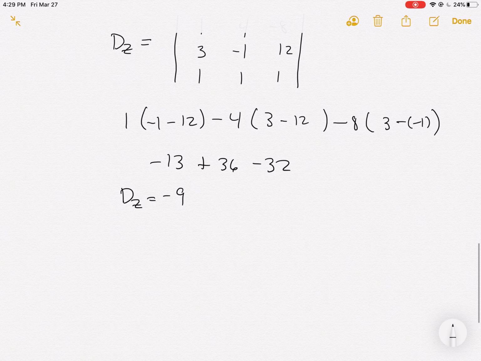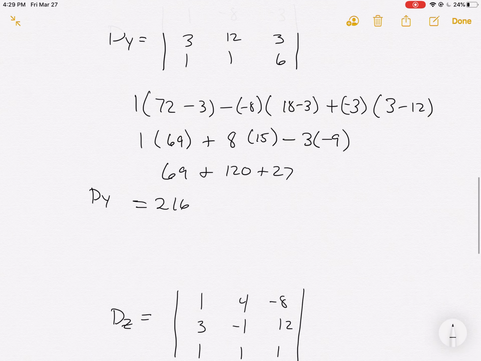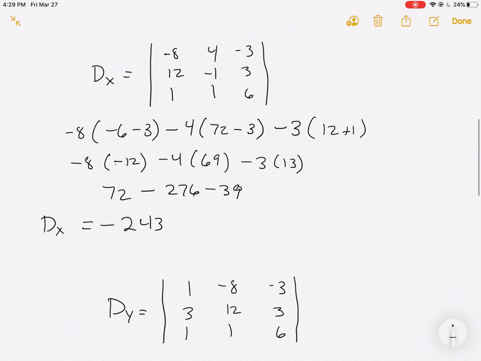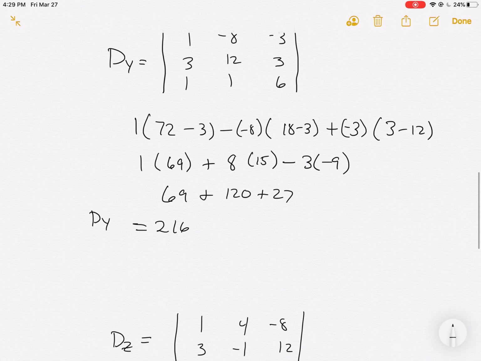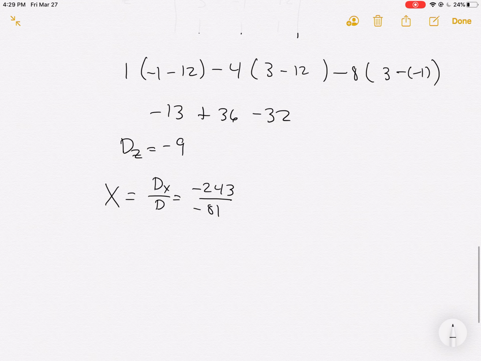So what do we do to finish? Well, we realize x is dx over d. And if you remember, dx was negative 243 and d was negative 81. If you're writing it down with me, you see that. But if you're not, I can scroll back up and you can see those two numbers. And so what's that equal to when we divide those two things? A 3. Y is equal to dy over d.